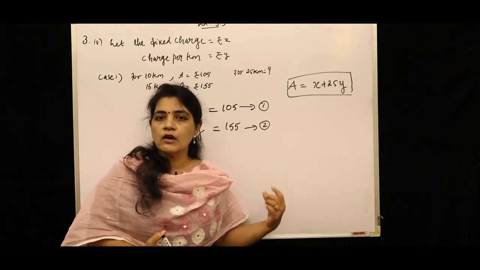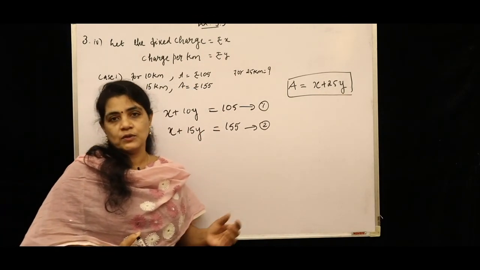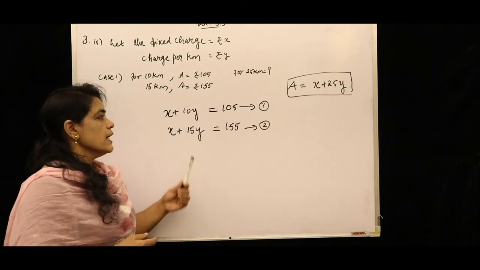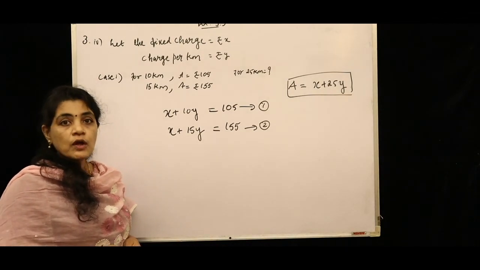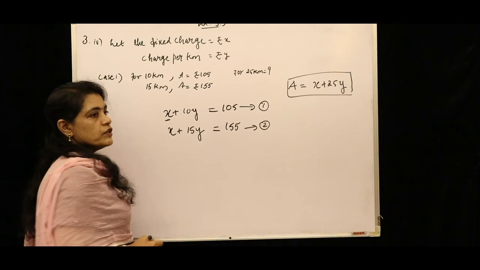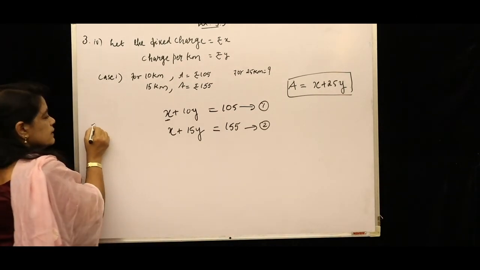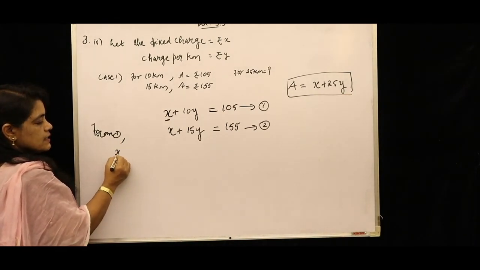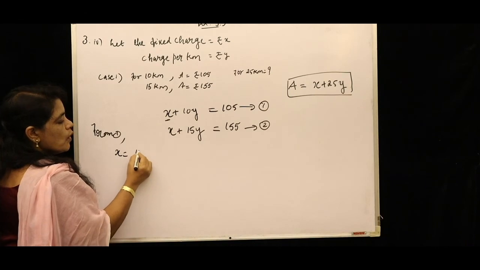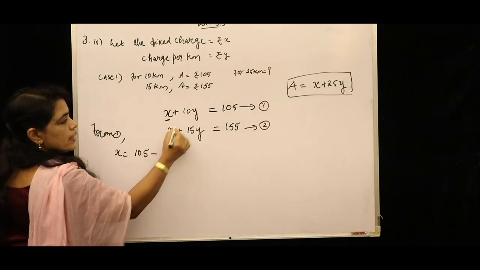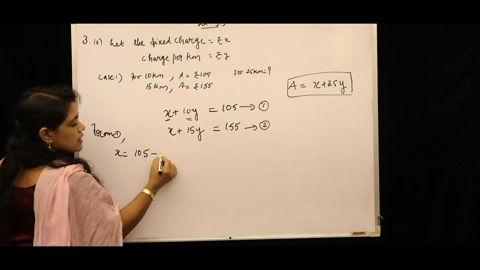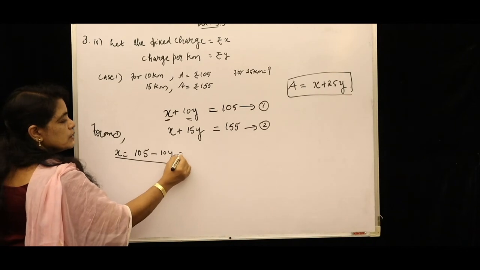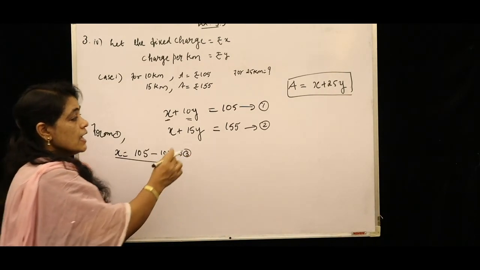Understood? So first we have to solve these two equations by the substitution method. It's quite a simple problem. We can express any one of the equations with respect to a variable. Since the coefficient of x is 1, from equation 1 we will get x is equal to 105 minus 10y, when it goes to the RHS. This value we are going to substitute in equation number 2.